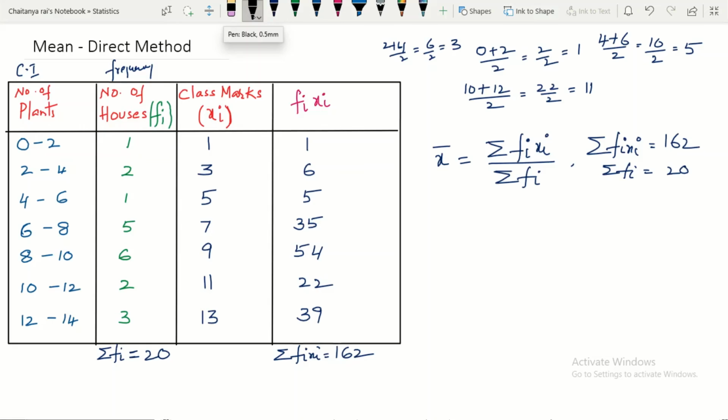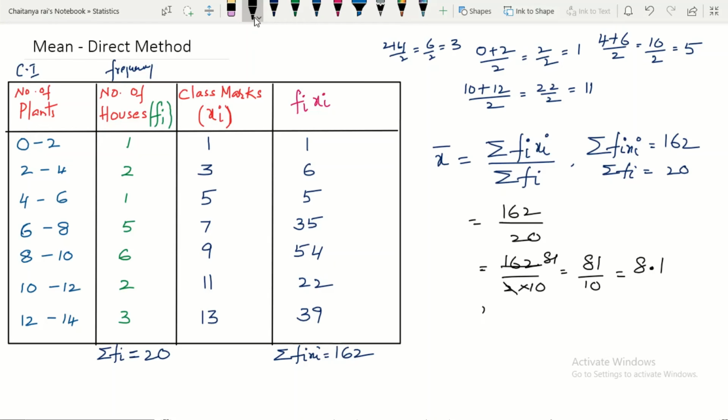Now, substituting the values, I get 162 divided by 20. I want to simplify it further. Can I write it like this, 2 into 10, then the 2 cancels, and we get 81 by 10. With simple division, the decimal comes in between, and this becomes 8.1. What is this 8.1? On average, each house is getting 8.1 plants. So this is how we find the mean by direct method.